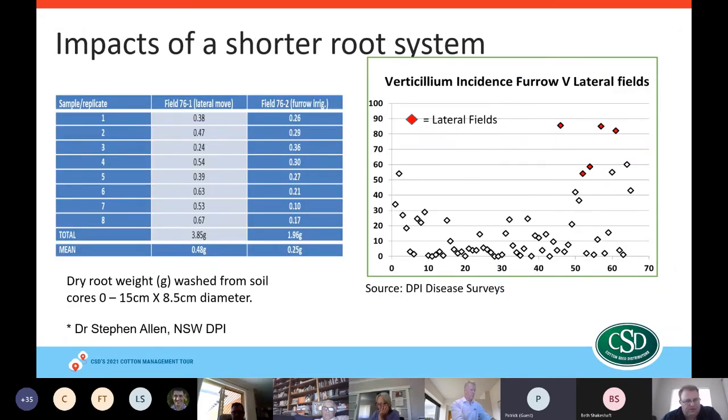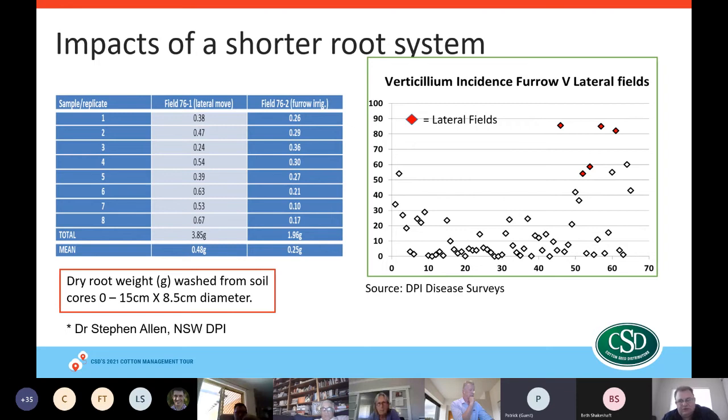There's also some work that was done by Steve a while back, and what we've got here is on the table on the left-hand side. We've got a lateral move field and also a furrow irrigation field. And right down the bottom where it says total, you've got the grams of root structure. So 3.85 grams on the lateral move field versus 1.96 on the furrow irrigation fields. Now that's from dry root weights, 0 to 15 centimetres. So you've actually got a lot more massive roots basically under the lateral, at that 0 to 15 centimetre zone versus the furrow irrigation at 1.96 where it's probably going deeper.